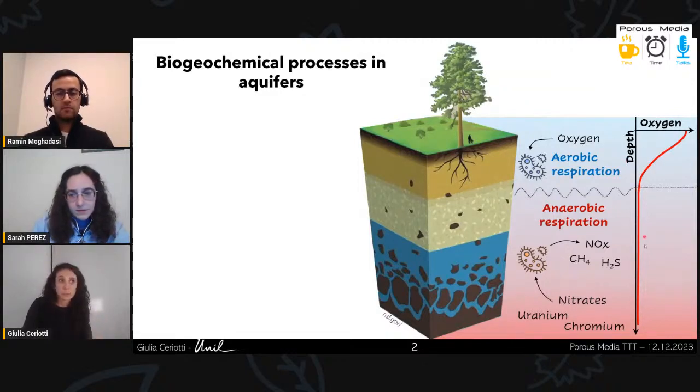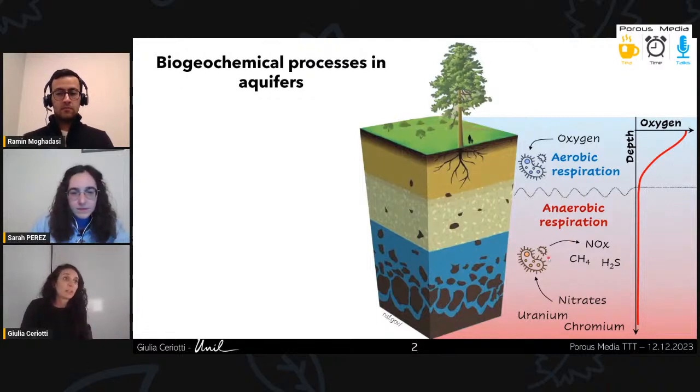However, when oxygen disappears, in deeper anoxic layers, bacteria have very flexible metabolisms, so they can switch to an alternative respiration style, which is called anaerobic respiration. And anaerobic respiration is much more diversified than aerobic respiration.